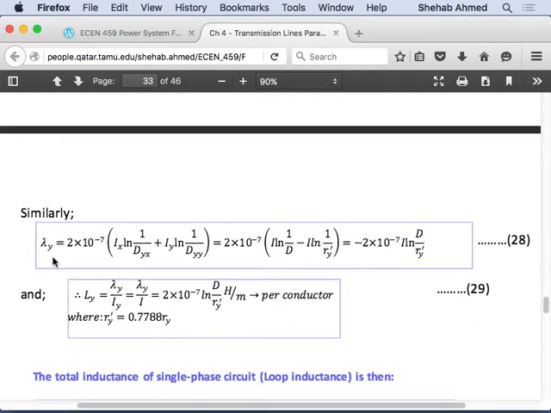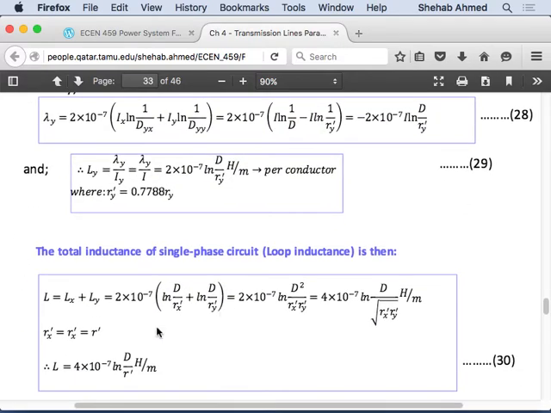So lambda y is the same, but with a negative sign, right? So then you find corresponding Ly. Ly is equal to lambda y divided by the current. Of course, there's no such thing as a negative inductance. It's an inductance. So it's 2 times 10 to the minus 7 natural log d over r prime y. If the two conductors have the same radius, then rx and ry are the same, right? And I end up with L equal to Lx plus Ly, which is the summation of the two results that we calculated.